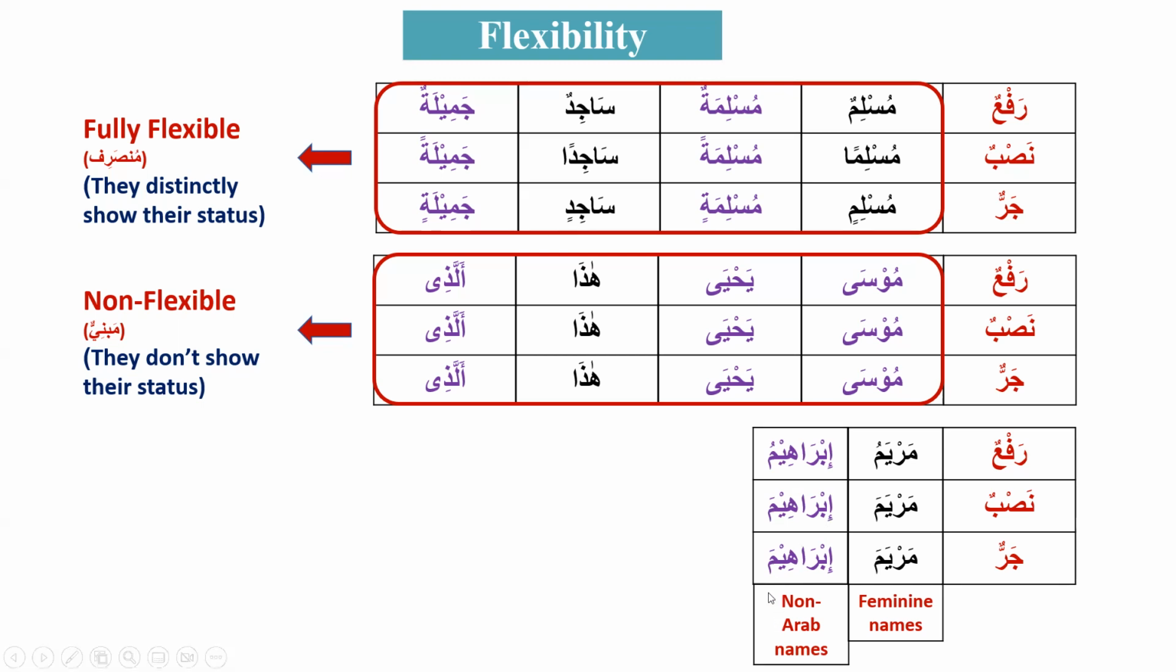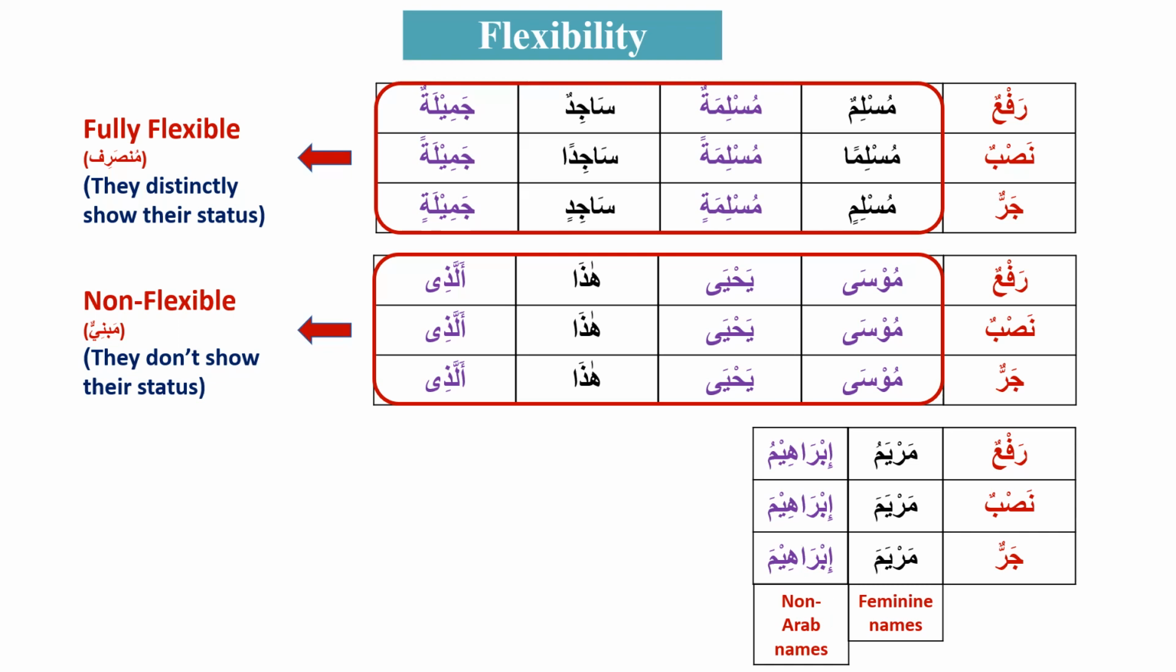For example, in our class, we have Brother Hamid. You know, Brother Hamid, his name is an Arab name. So it will be Hamidun, Hamidan, Hamidin. Fully flexible. We have Brother Hamad in our class. Hamadun, Hamadan, Hamadin. Fully flexible because it is an Arab name. But my name is Shahbaz. It is a non-Arab name. So it will be Shahbazu, Shahbaza, Shahbaza in Nasab and Jar status.